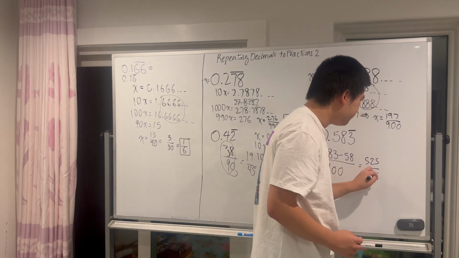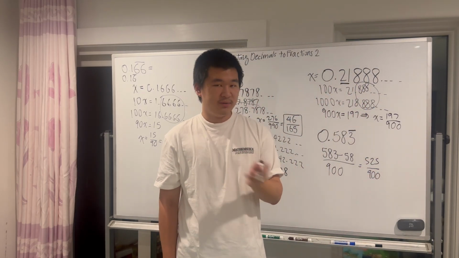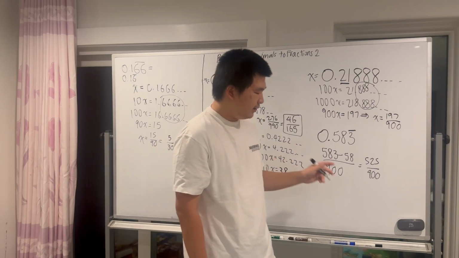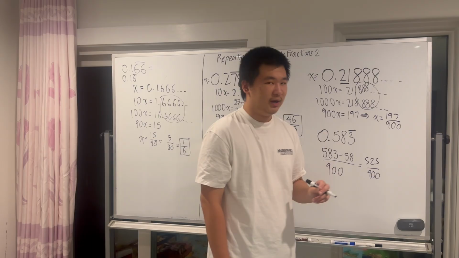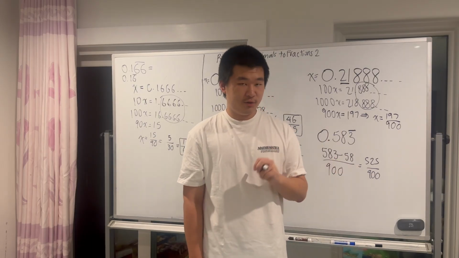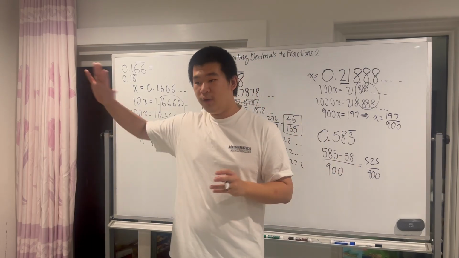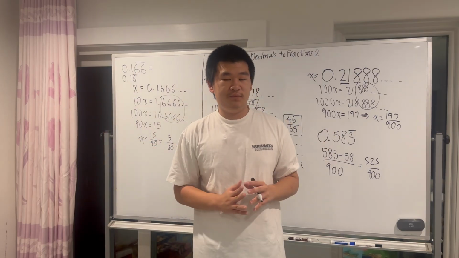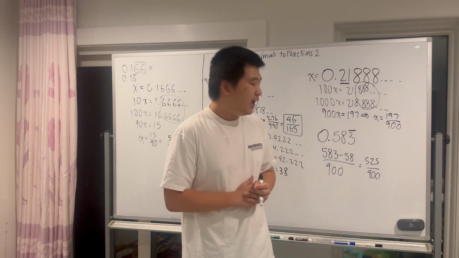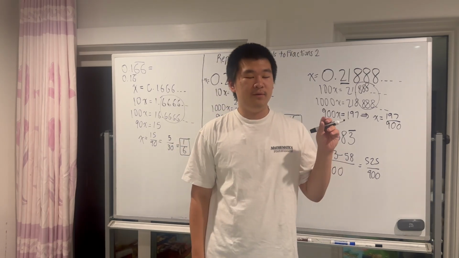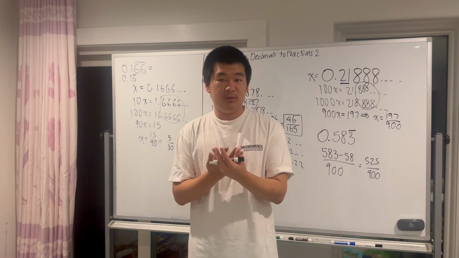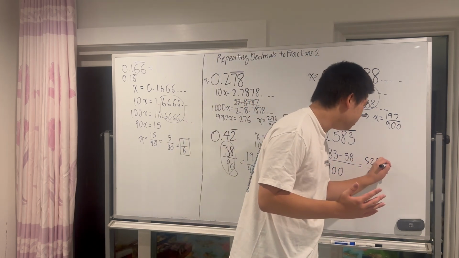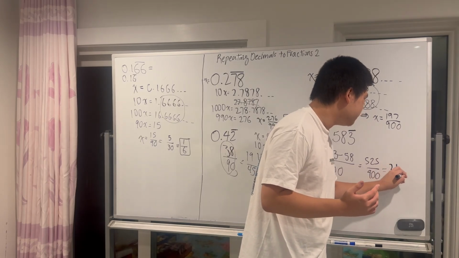over 900. Now, we can simplify this, of course, but it's a little bit difficult to recognize how to simplify this. But the important thing that you might want to recognize is 525. It ends in a 25. So if you remember, way back then, our video on how to multiply by 25, anything that ends in 25 is a multiple of 25. And 900 is a multiple of 100. And so thus it's a multiple of 25. So if you divide the numerator and the denominator by 25, what we're going to get is 21 over 36, or 7 over 12.